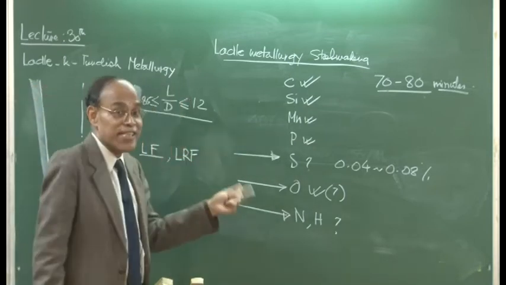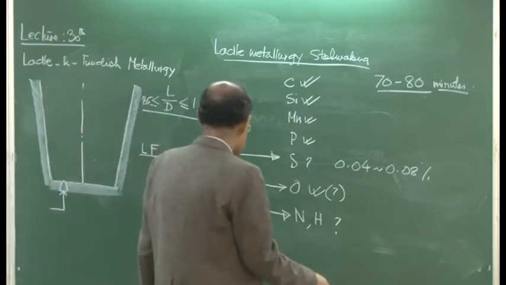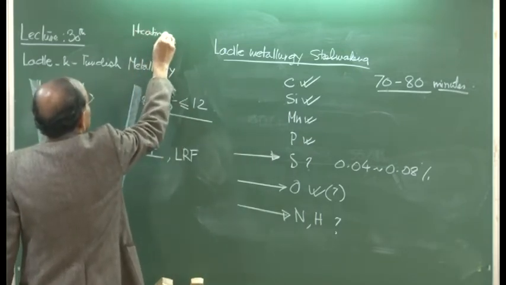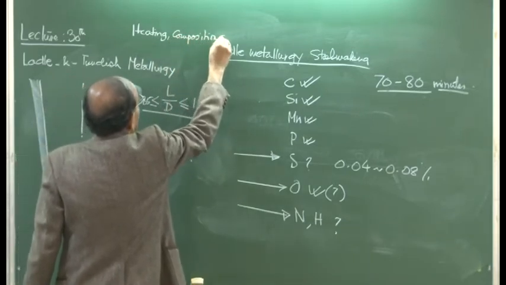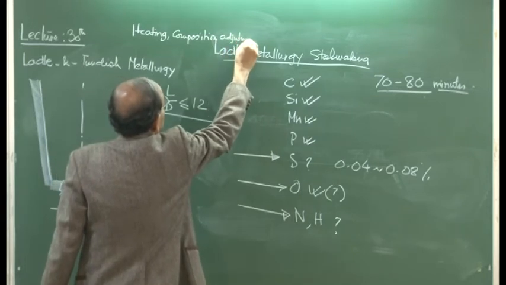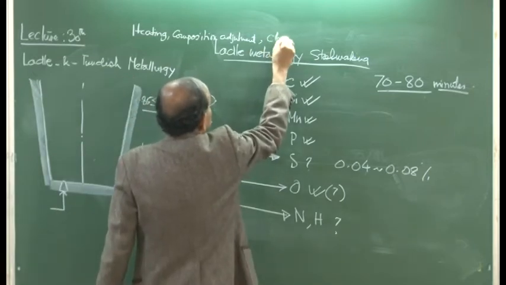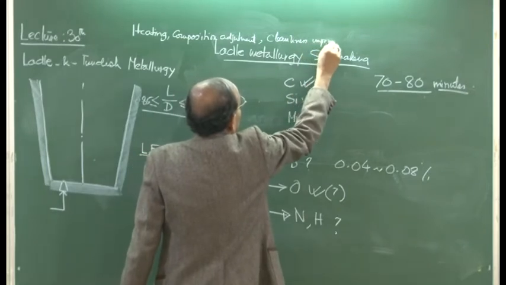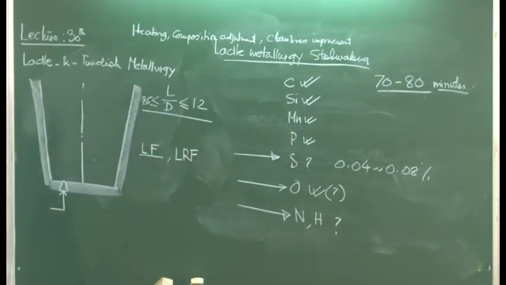So, a lot of operations, as I have indicated, will be carried out now. Heating will be involved to compensate the temperature drop, composition adjustment to control nitrogen, hydrogen, dissolved oxygen, etc., and cleanliness improvement to ensure that the deoxidation products, etc., do not remain entrapped in steel. These are my objectives of the ladle metallurgy steel making process.